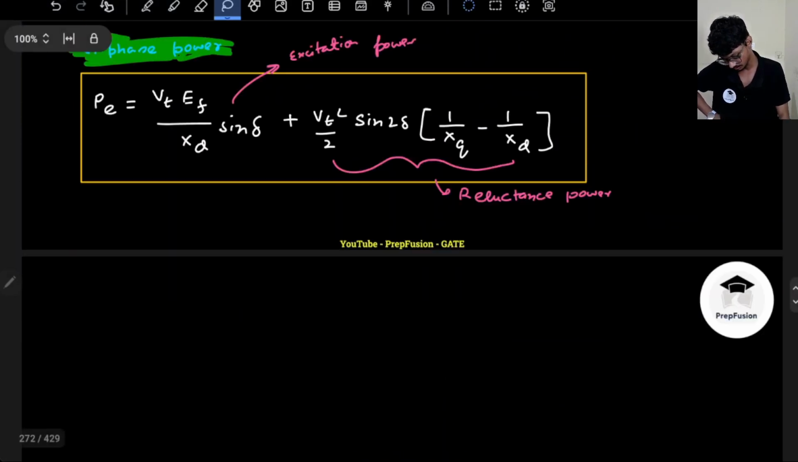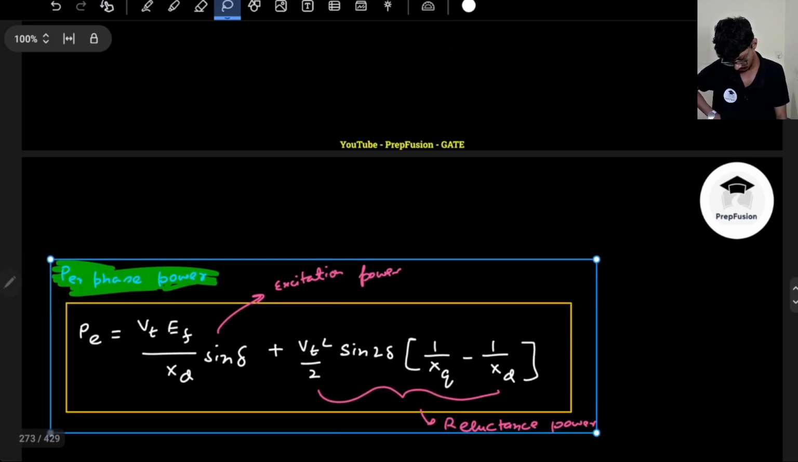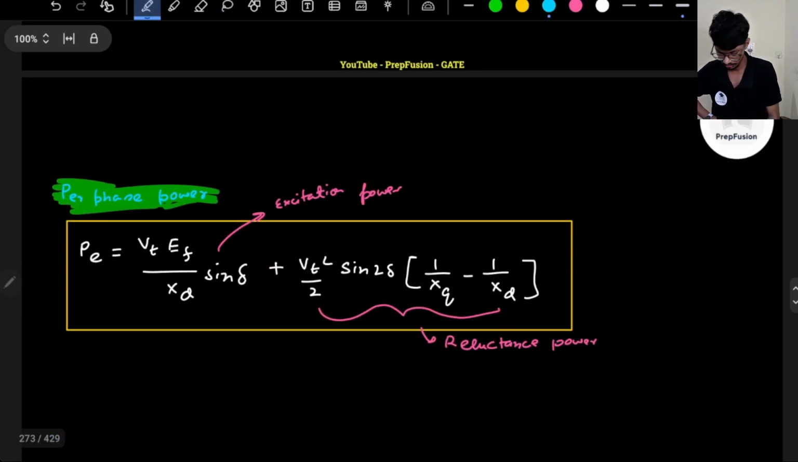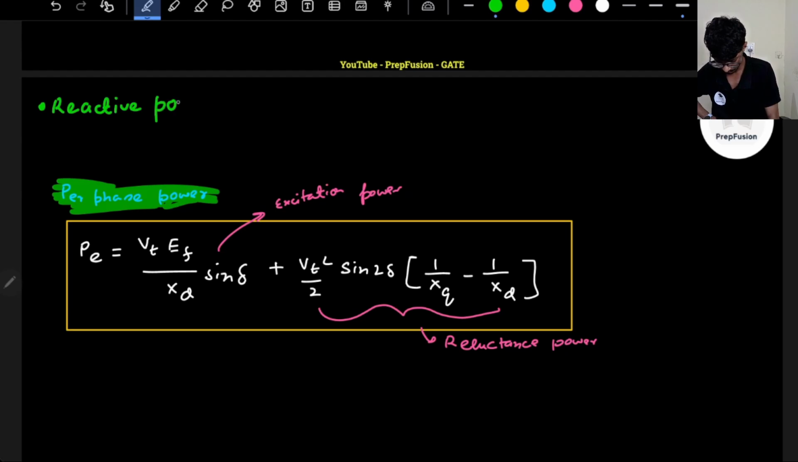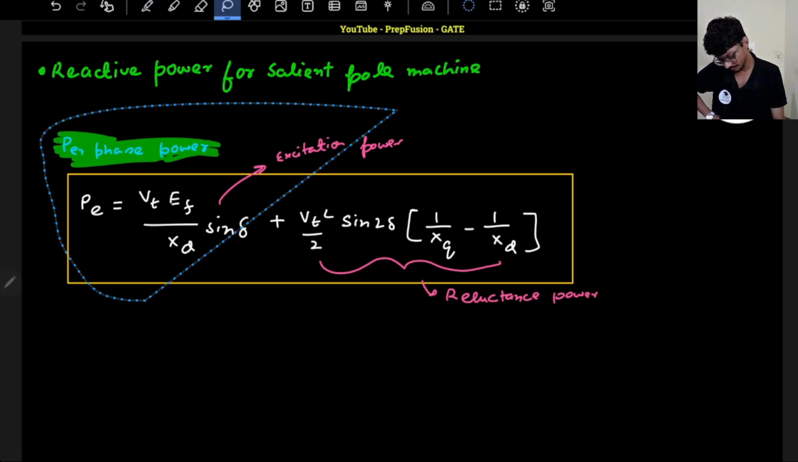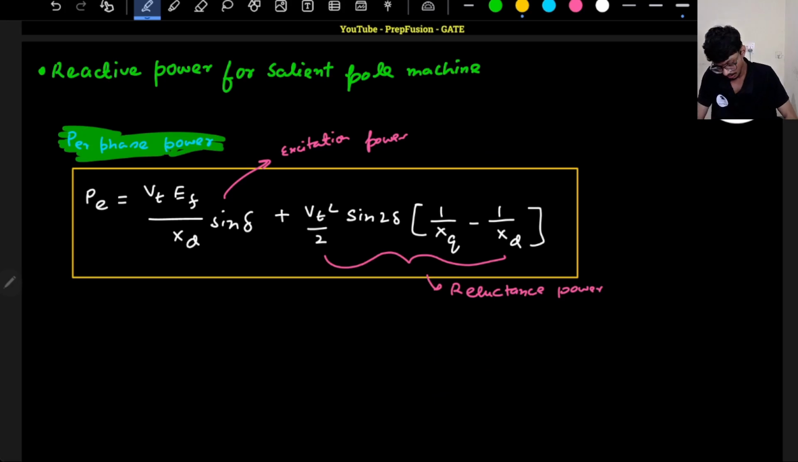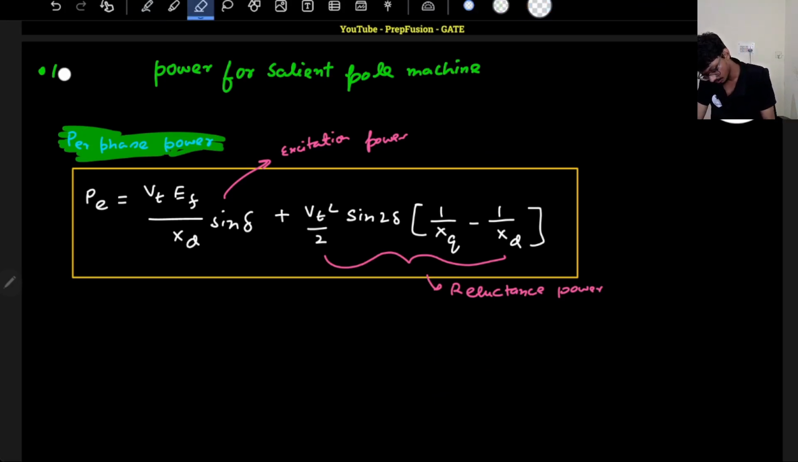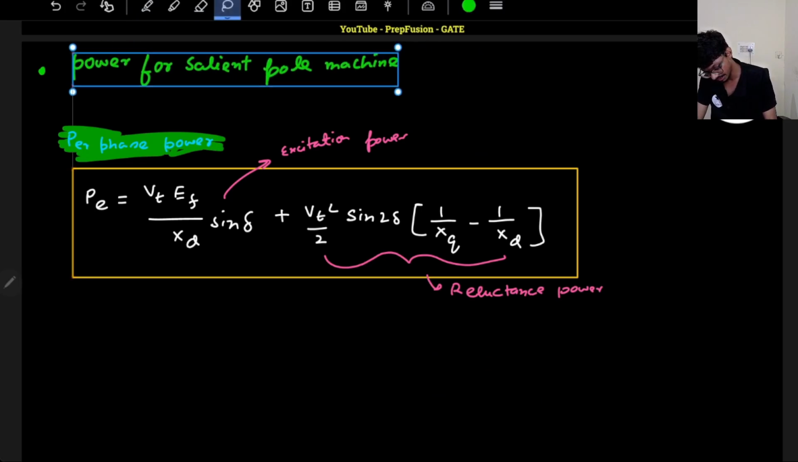So let me take a new page. Reactive power for salient pole machine. This was the active power for the salient pole machine. What about the reactive power?